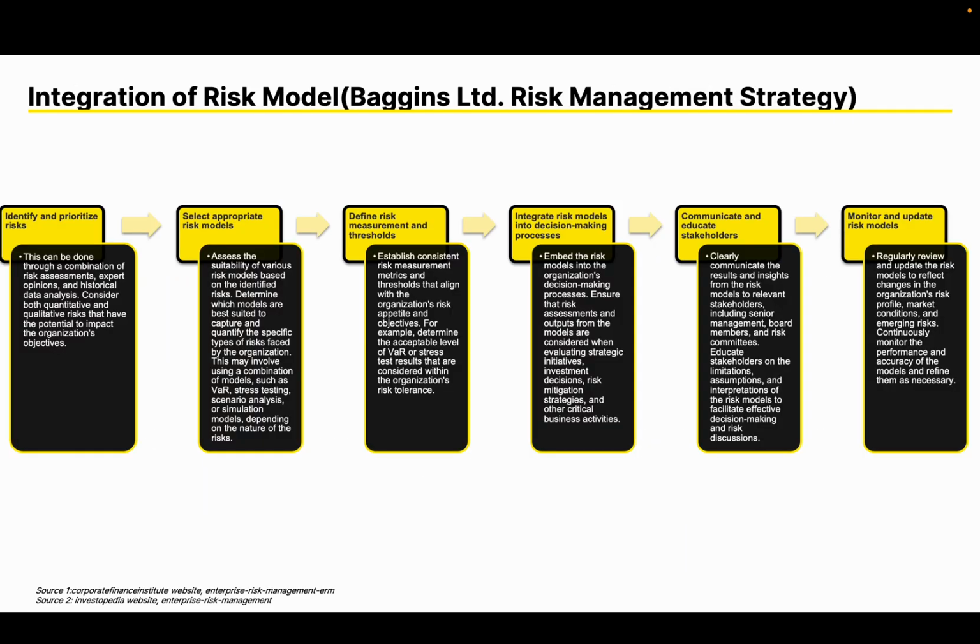So basically, how do we integrate this risk model is by firstly identifying the kind of risk Baggins Limited is exposed to, and then selecting the appropriate risk model according to the risk, then defining the risk measurement and threshold for those particular risk models, and then integrating these risk models into the decision making process of the company, communicating the same risk values to all the stakeholders involved and educating them about the risk model, and then we periodically monitor and update these risk models according to the market developments that happen.